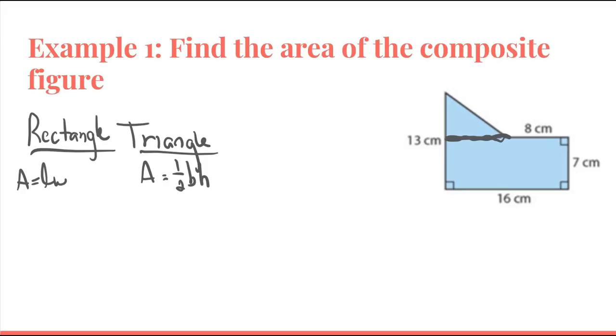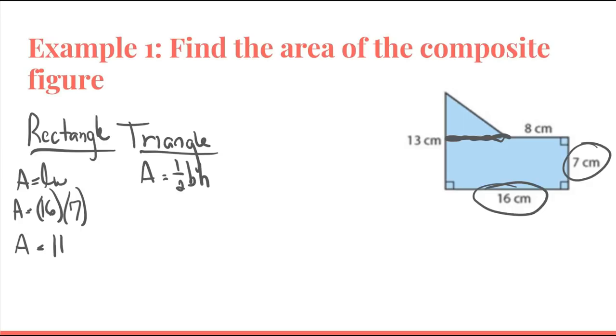So for area of a rectangle, I find my length. My length is 16 centimeters. I find my width. My width is how tall it is or how wide it is. It's 7 centimeters. And I just multiply those two numbers together because that's my formula, length times width. And when I multiply 16 times 7, I get 112. And my units are centimeters, and area is always squared. So that's my rectangle. Now I need to find the area of the triangle.